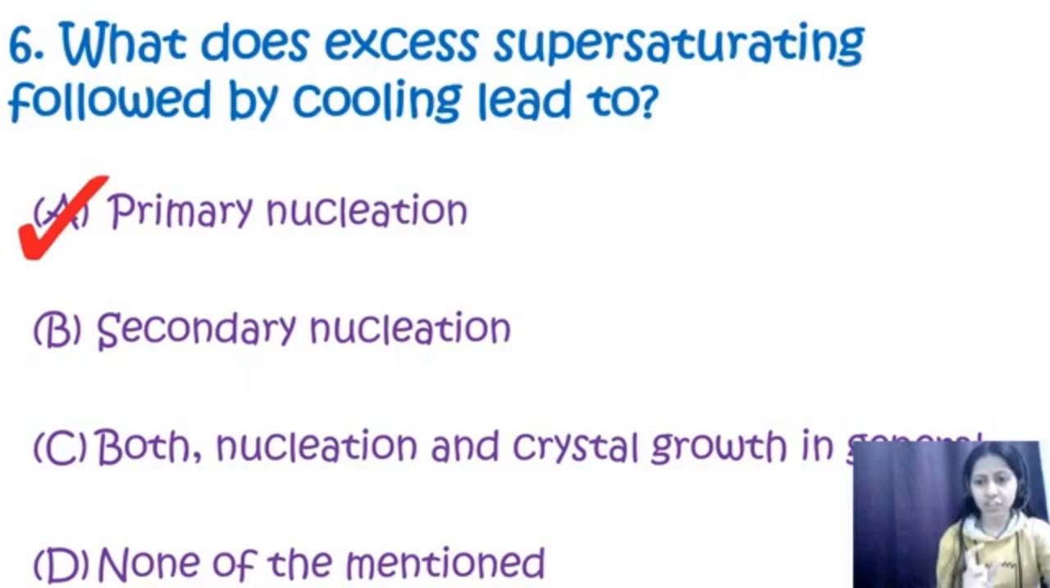So primary nucleation actually is a process which leads to the formation of new crystals from a supersaturated solution. The rate of primary nucleation is affected by factors like temperature, concentration, agitation, and so on. So the correct option will be option A, that is primary nucleation.